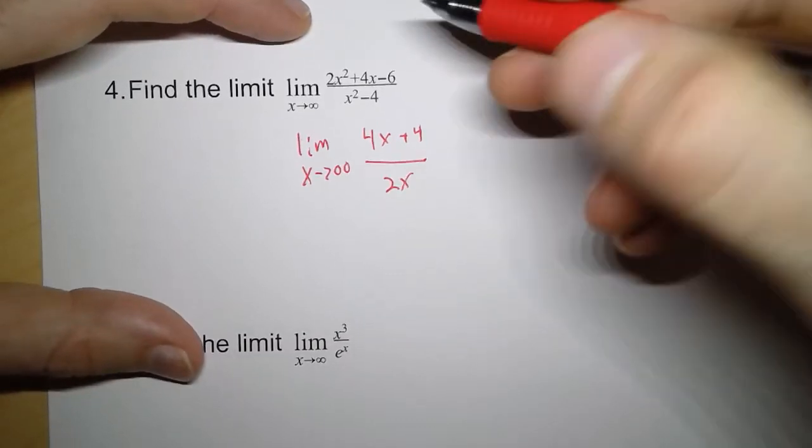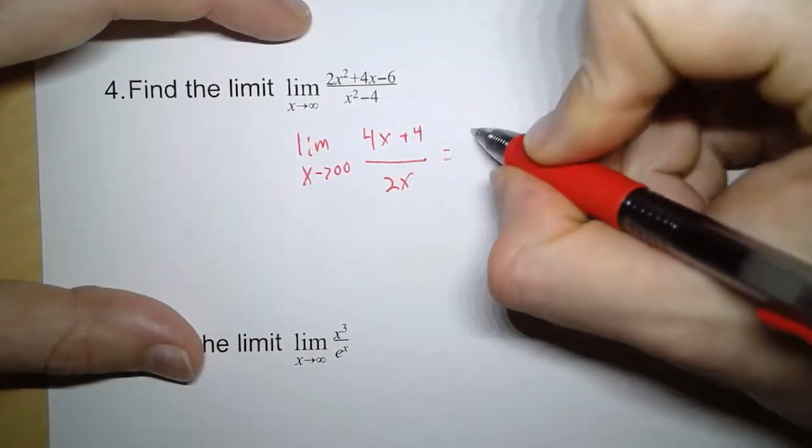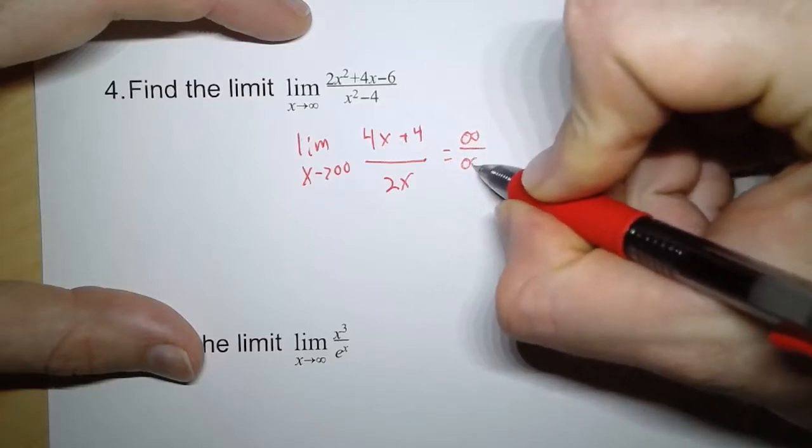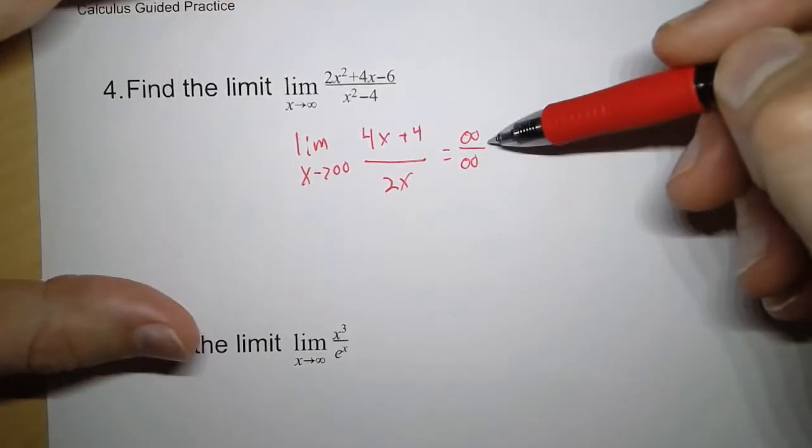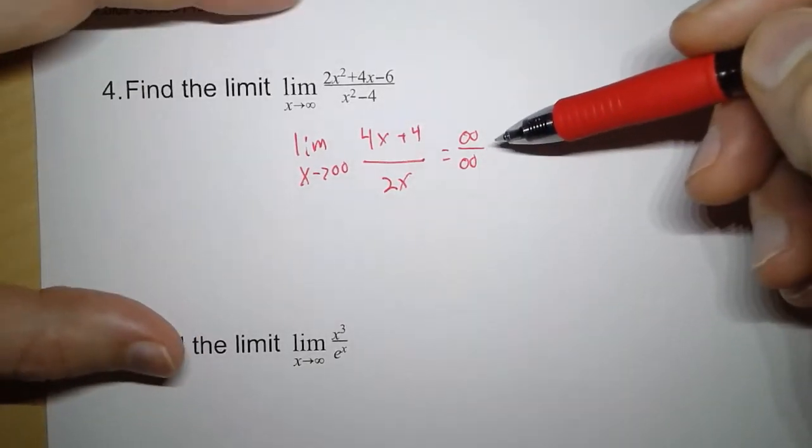Now if we were to plug in infinity up here, we would still get infinity over infinity. And oftentimes with a L'Hopital's rule problem, you actually have to do it more than once, because just doing it once gave us an indeterminate. So we have to do it again.